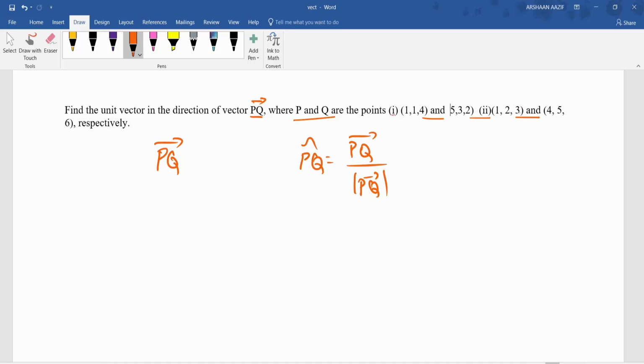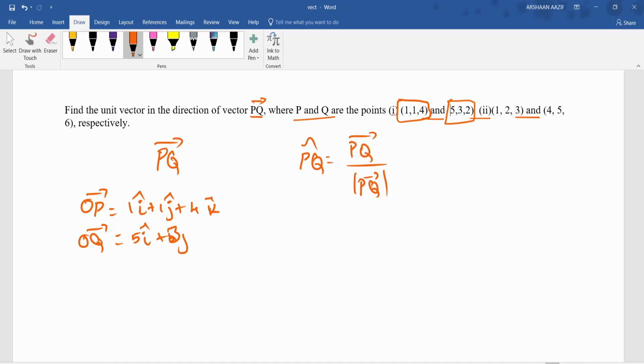Here we don't have PQ, rather P and Q are separately given. So we have to find the PQ vector. The first point we take as the P vector, that is the position vector of P, and the second point can be taken as the position vector of Q. So OP vector is equal to I plus J plus 4K, and OQ vector can be written as 5I plus 3J plus 2K. So I, J, K are the directions of the X, Y and Z axes.